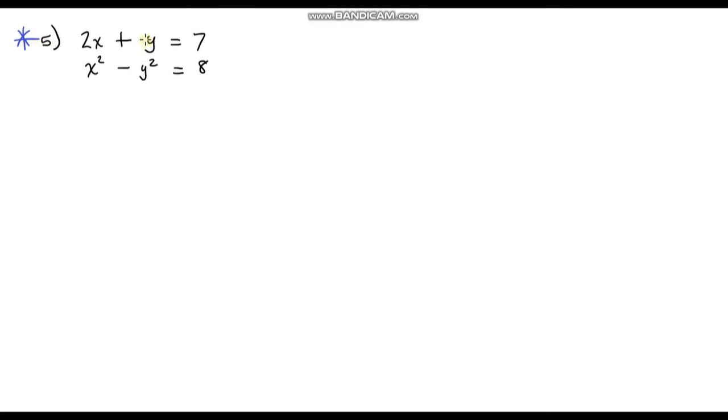So this time I'm going to make y the subject. If I rearrange the top equation to make y the subject, I can subtract 2x from both sides. So we're left with y is equal to 7 minus 2x. So now we have our expression for y. Let's substitute this into this equation.